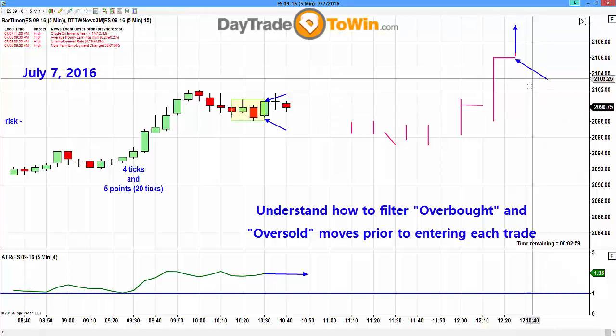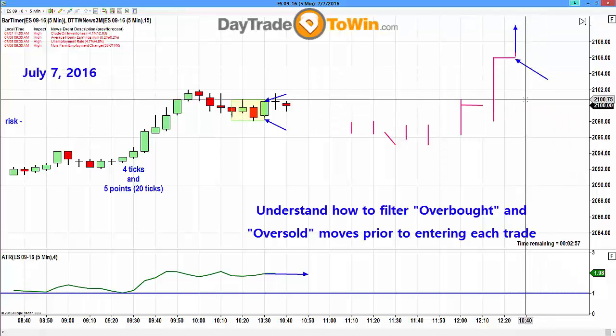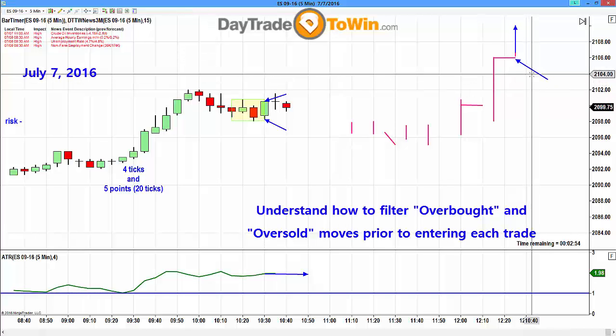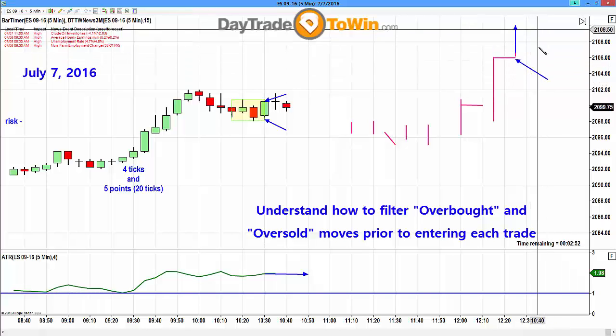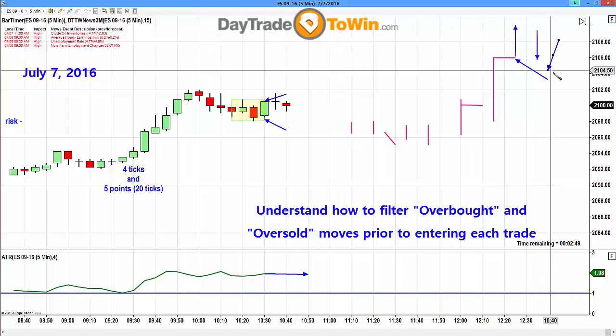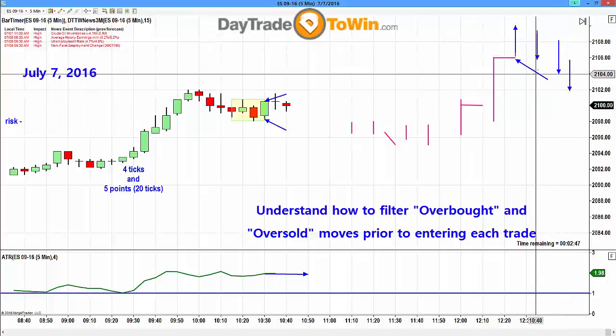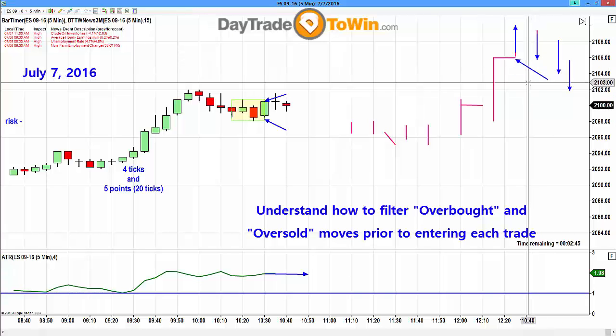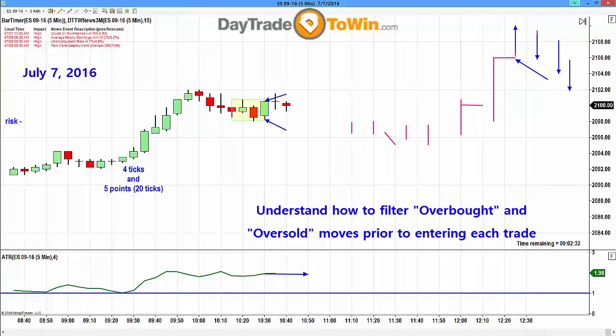Maybe this is the end of the move. Maybe the market's overbought already. Maybe there's no other buyers and you're the last buyer and now everyone's going to take profit and take it down to sell it. So overbought, oversold, overexhausted is something that you may have heard about, but you definitely have to consider whether or not it's worth taking the trade. Because if the market has already made that move for that area of time, it's not worth the risk.